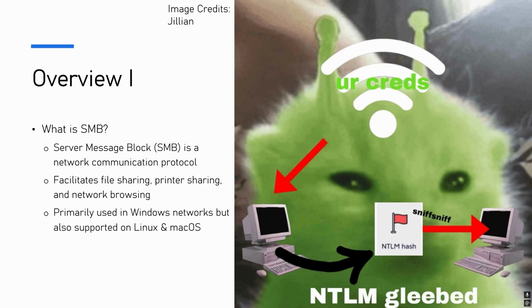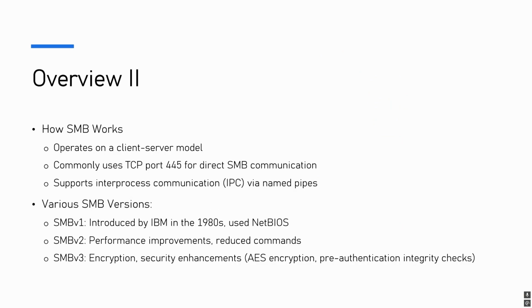Now, how does SMB work? SMB operates on a client-server model, meaning that a client device like a workstation requests access to shared resources hosted by a server. SMB primarily runs over TCP port 445, which allows direct communication over IP networks without the need for older NetBIOS protocols. Another important feature of SMB is inter-process communication, or IPC, which enables different processes to exchange data using named pipes. Now, over the years, SMB has evolved through multiple versions to improve security and subsequently efficiency.